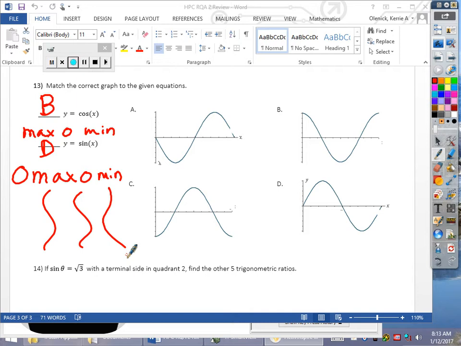Don't forget the tangent makes the squiggly snake. Tangent makes the squiggly snake. If you forget, hit y equals, type tangent x. Okay? All right.